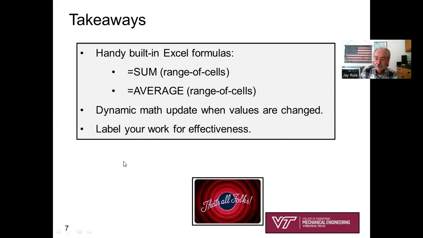And here's our takeaways. We've just talked about 2 really handy, built-in, very often used Excel formulas. Equals sum, range of cells, and equals average, range of cells. Covered that whenever you change one of those numbers that you're summing or averaging, the math is dynamically updated. When you change a number, the math is updated. And then the other thing is just a reminder, label your work for effectiveness.